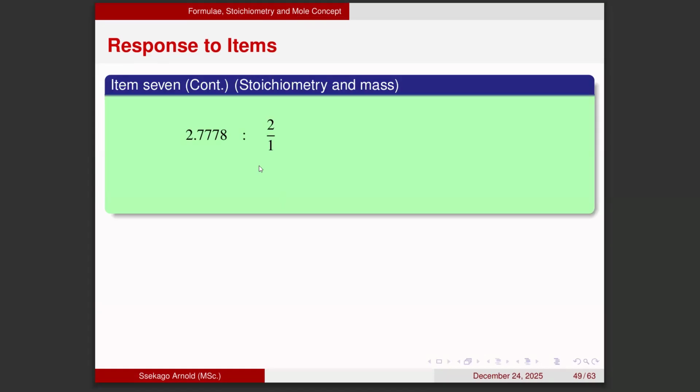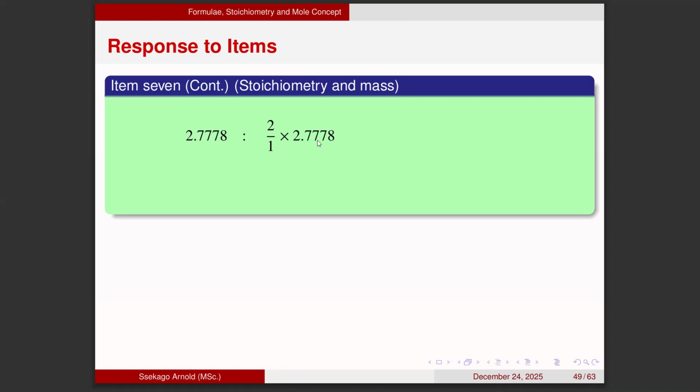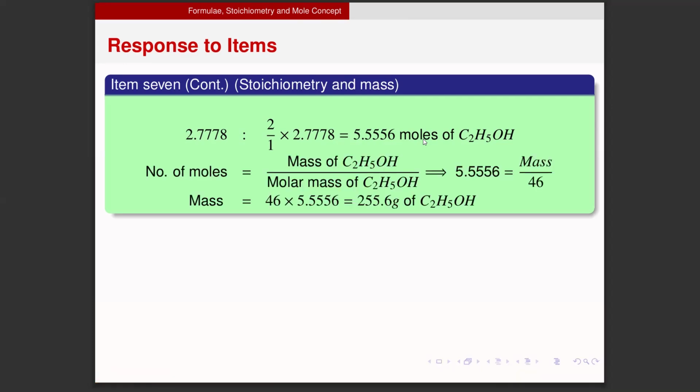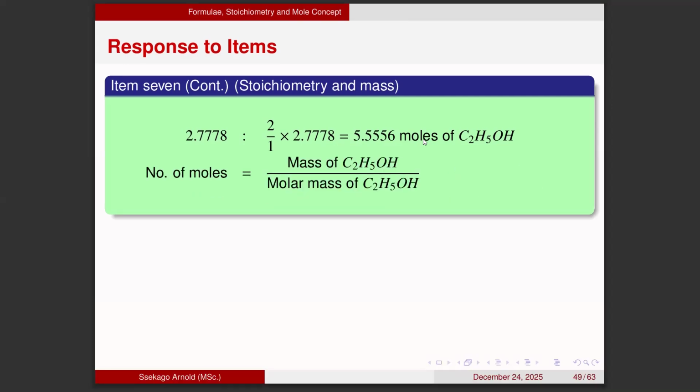2.778 moles? So if 1 produces 2, then 2.778 moles will produce 2 over 1 times 2.778. And this gives 5.5556 moles of ethanol. So we convert these moles to mass. To convert from moles to mass, we use number of moles equals mass of ethanol over molar mass of ethanol.